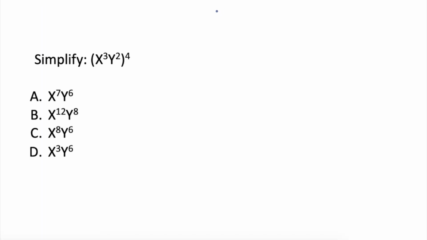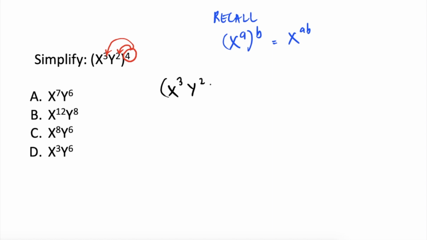Tara, aral! Simplify quantity x cubed y squared raised to 4. So, before we solve this, recall that x raised to a raised to b is just equal to x raised to a times b. So, ang 4 dito ay pareho nating i-multiply sa exponents ng x and y. Okay, so 3 times 4 is 12 and 2 times 4 is 8. So we will have x raised to 12 times y raised to 8, which is letter B.